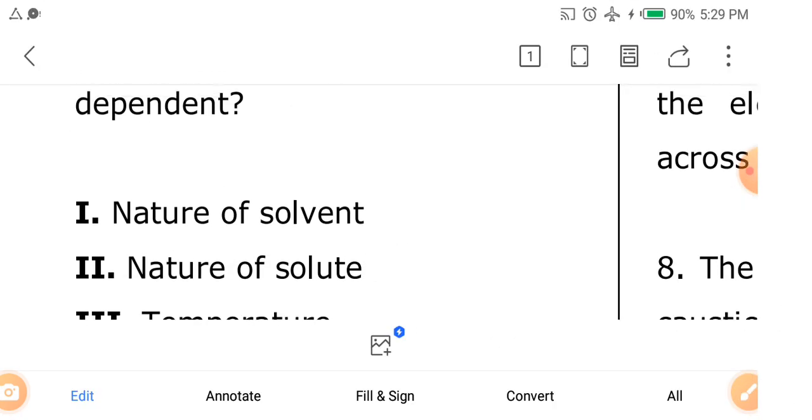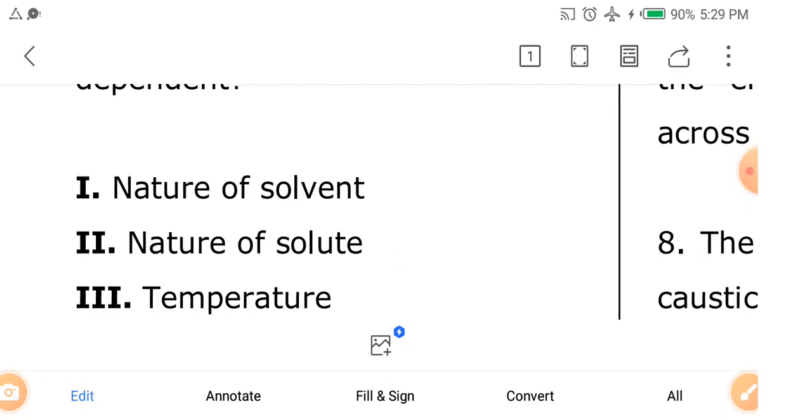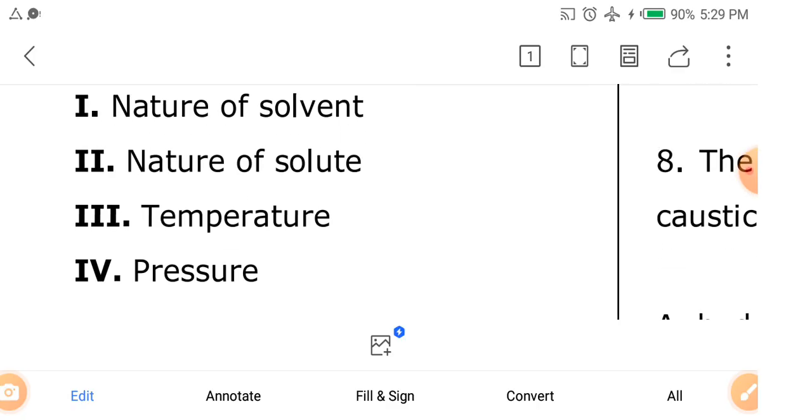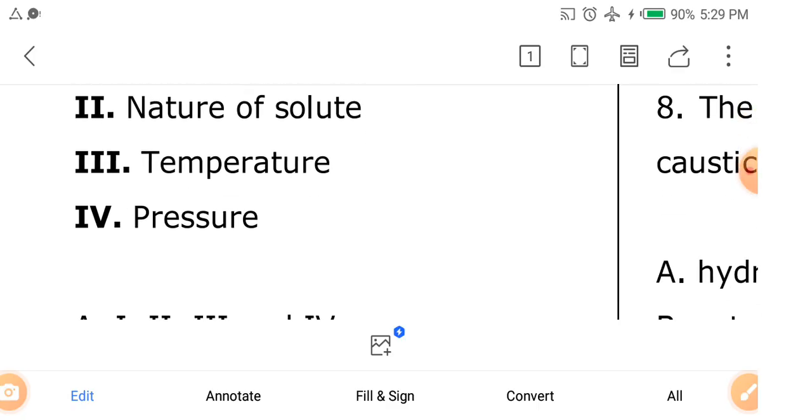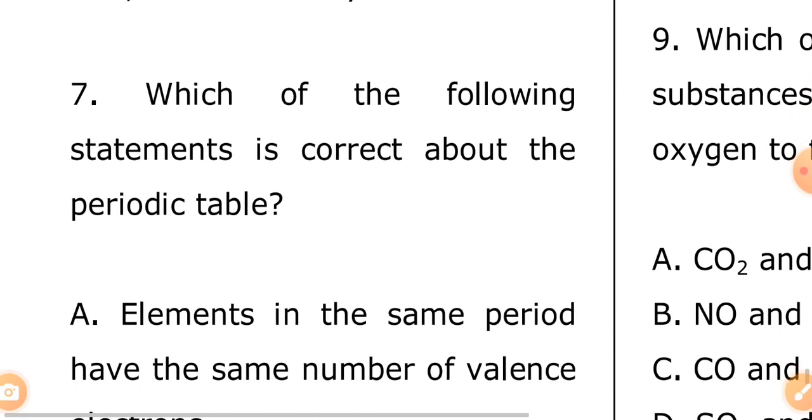The solubility of a gaseous substance does not depend on temperature. It depends on nature of solvent, nature of solute, and pressure. Have you learned this one? Let's look at question number 7.